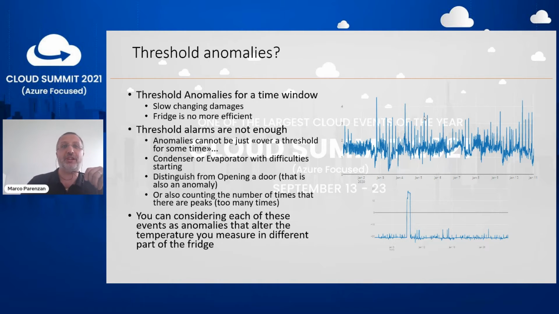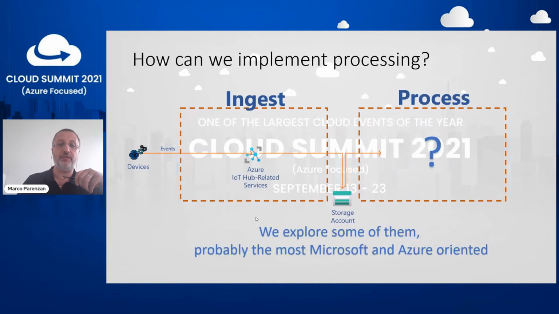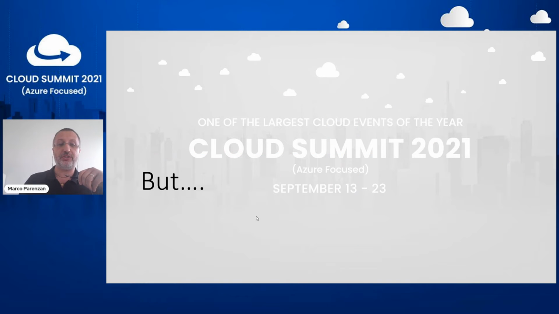But this is not just one value. This value changes every time. And this is why we have to use other algorithms rather than something based on a threshold. So our topic is how we implement the process of working with that data to understand the outliers.